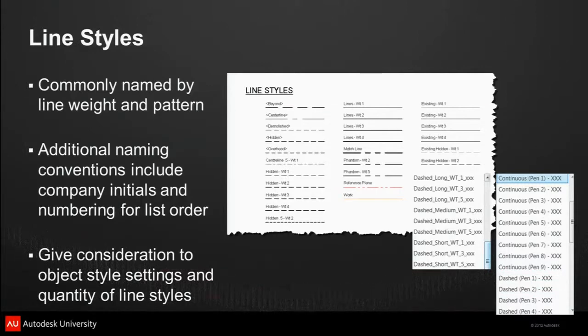This works great if you're in a one model environment. You can find your own line styles. I typically, on the left there, those are mine. I like to keep the list short. If you need more, you add more. And they've been set up to match the object style settings.